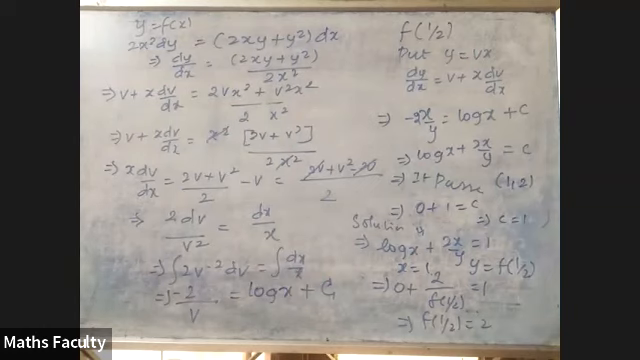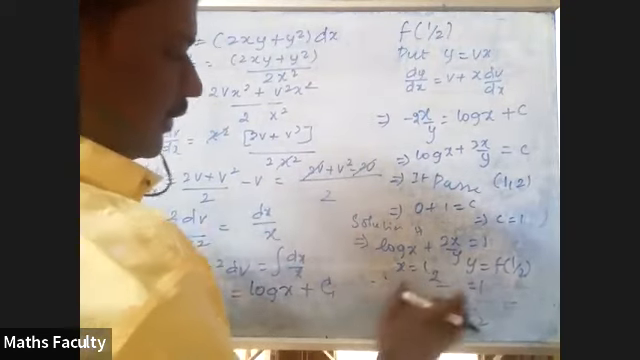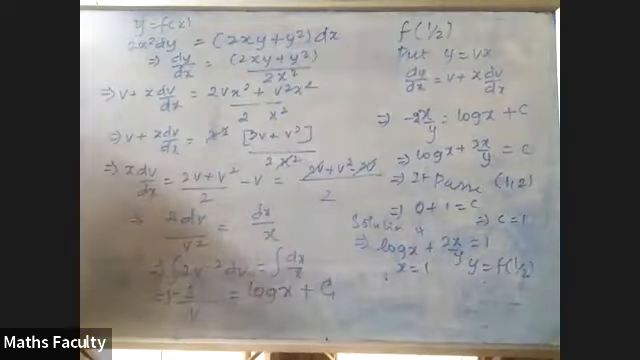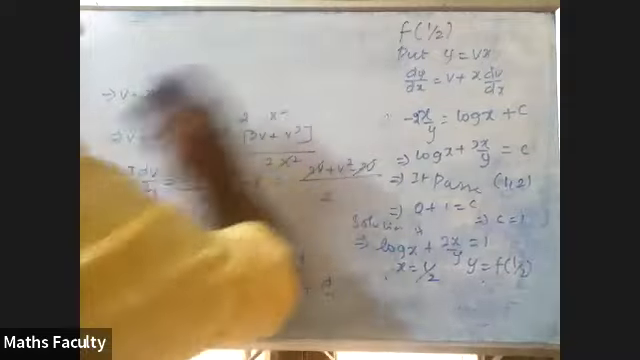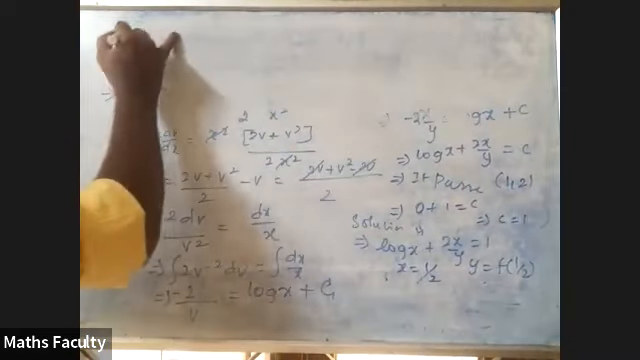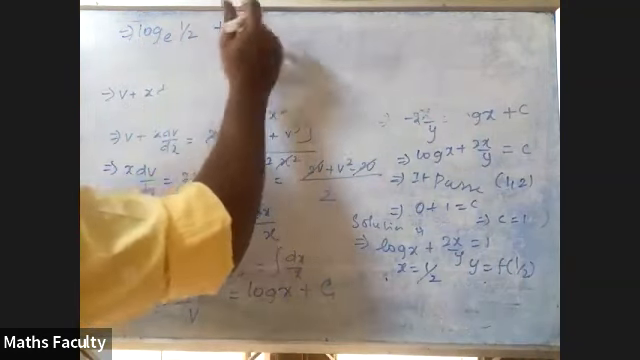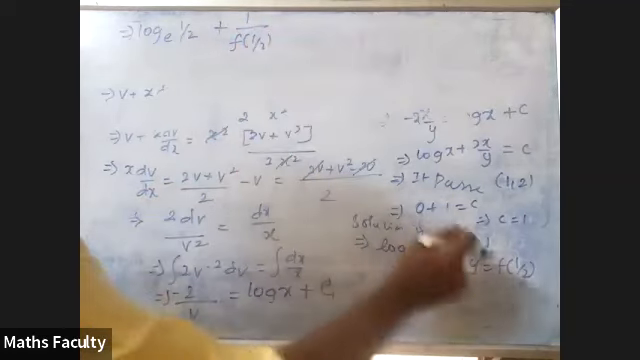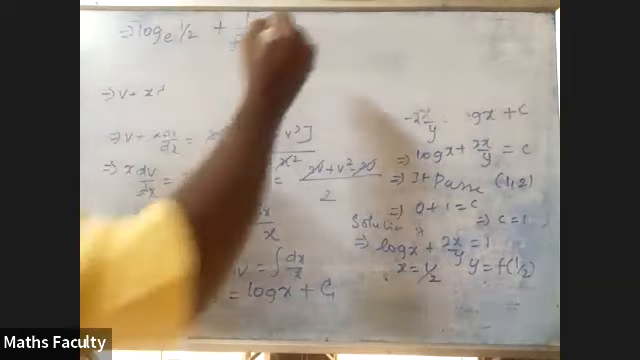Therefore the answer is f of 1 by 2 equals... Sorry, I wrote it wrong. Instead of x equals 1, put x equals 1 by 2 in the next step, and we have to find out what is f of 1 by 2. So log 1 by 2, we can write this as log base e of 1 by 2, plus 2x by y, 2 into 1 by 2, 1 divided by f of 1 by 2, because here there is a 2 and the value of x is 1 by 2, so the 2 cancels. I can write this as 1 by f of 1 by 2 equals 1.